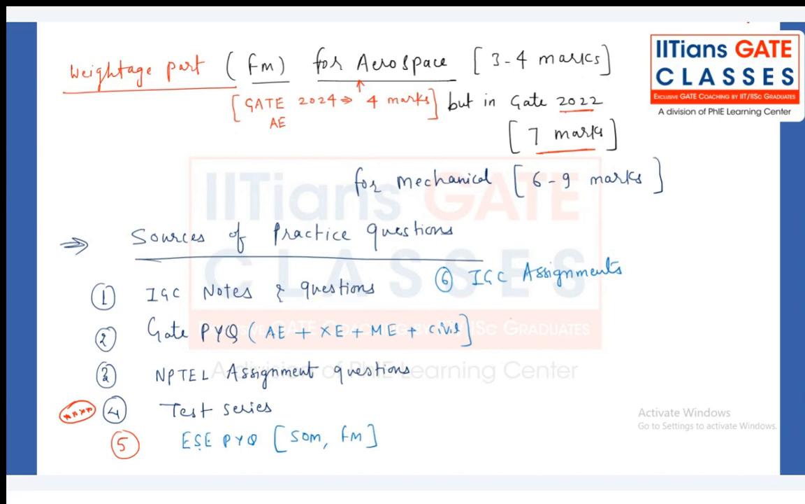The fifth source is ESE previous year questions. It is only for mechanical. Engineering Services previous year questions regarding strength of materials and fluid mechanics, because in the GATE examination MSQ plays a huge role. Multiple select questions, you will come to know accurately when you know the theoretical understanding of any topic. And you will find very good theoretical questions in the ESE previous year questions.